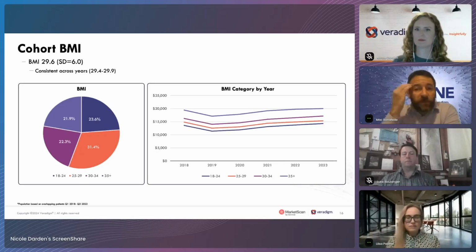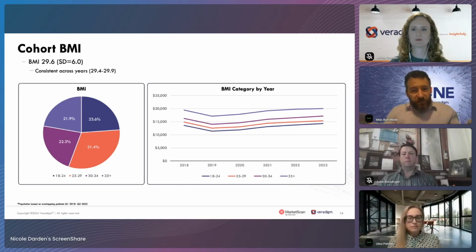On the right-hand side, you can see where we start to dig into the total annual costs by BMI category. So we show total annual costs for each of these BMI categories. Lisa's going to go into this in more detail in a minute. But what's really cool is you could see this consistent, ladder-like relationship across all of the study years. Very, very consistent. Average annual costs are approximately $16,000 a year.